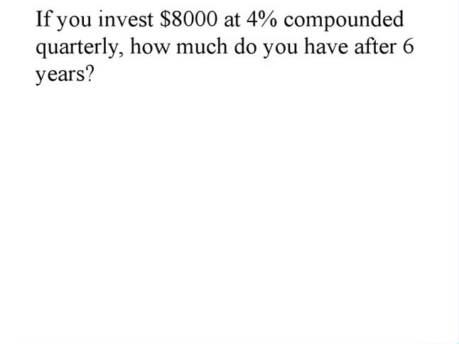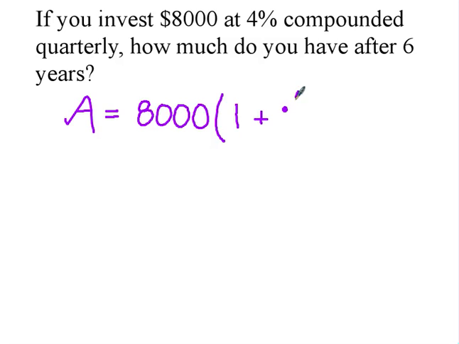So right now it says if you invest $8,000, so here's my formula, A equals, my principal is $8,000, that's what I start with. Then I write 1 plus, what is my rate as a decimal? 0.04. What is the number of times compounded per year? 4. And then I've got the n times, what's my t? Time. 6.